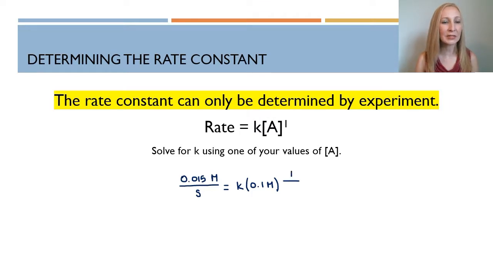Now what I'm going to do is take both sides and divide both sides by 0.1 molarity, or multiply by 1 over 0.1 M. And that allows me to cancel out both of the 0.1s on the right hand side, and I get K all by itself essentially.